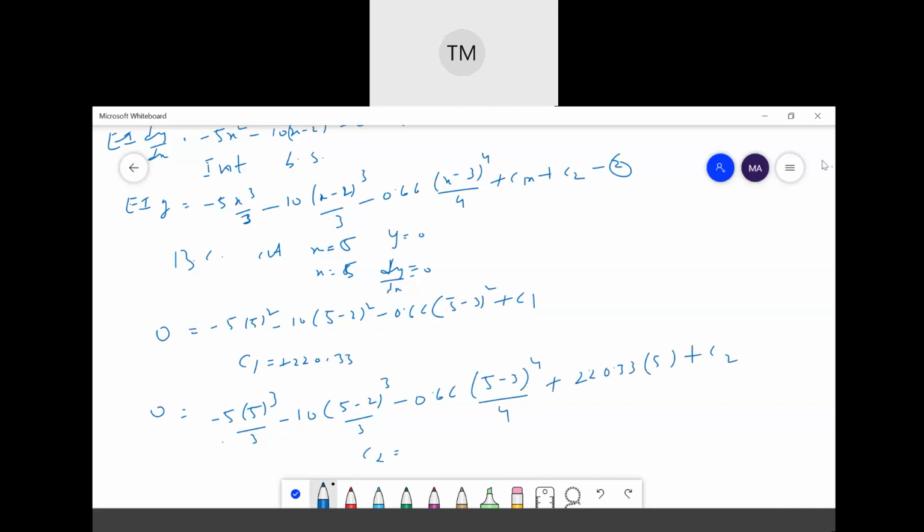C2 is equal to, you get a value of C2. The value of C2 is minus 800.65. When you simplify this one, you get a value of C2 as minus 800.65.